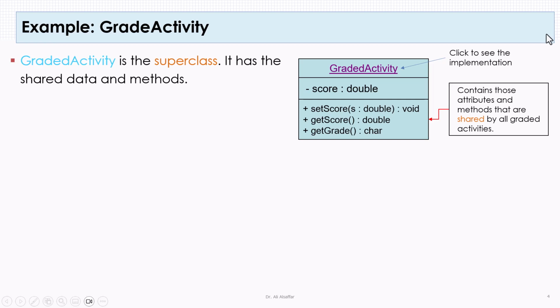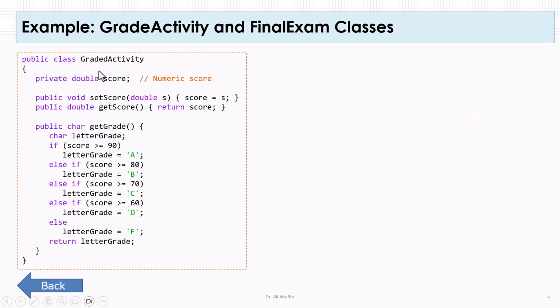Let us see the implementation for the graded activity. Now this is the implementation for the graded activity class. As you can see, it has one private double data member for score. Next, it has the method for setting score and a method for getting score. The third method is for assigning a grade letter according to the score, either A, B, C, D, or F.